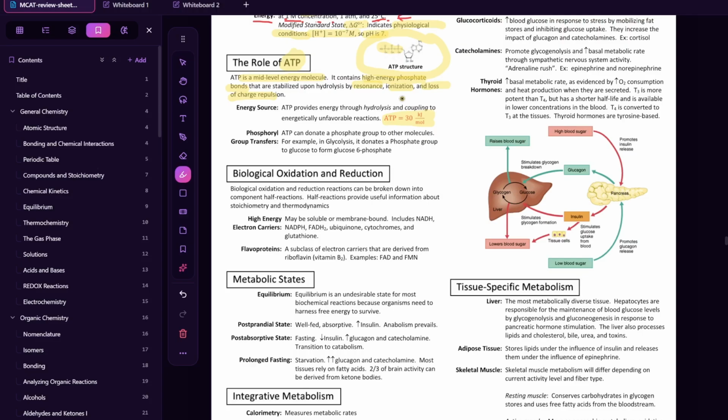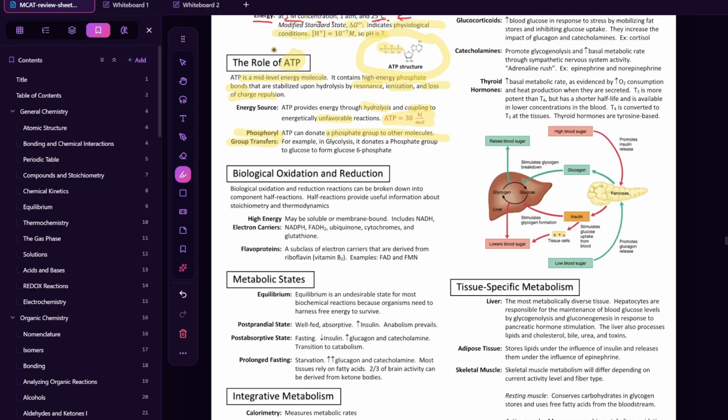ATP does this job in 2 ways: hydrolysis and coupling. You get hydrolysis coupled to an energetically unfavorable reaction. And then you can also have phosphoryl group transfer, where you donate a phosphate to another group. You'll see the second one immediately in glycolysis, where ATP hands a phosphate to glucose to make glucose 6-phosphate. We'll see that later in action.